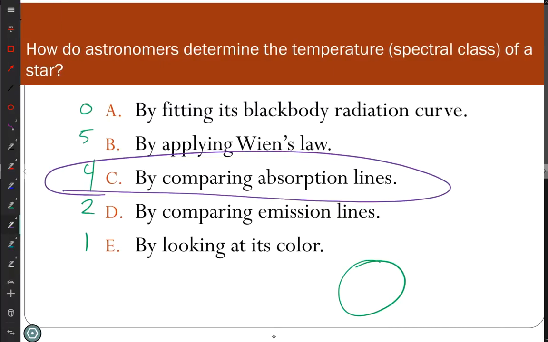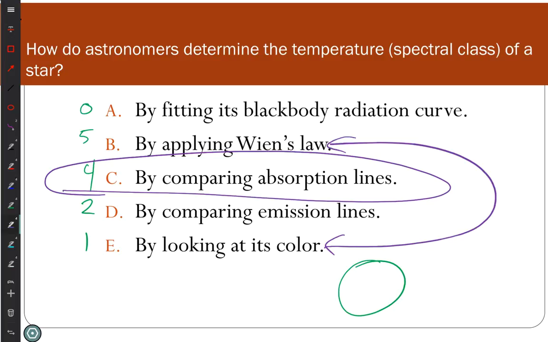Okay, by looking at its color, the color and Wien's law are essentially the same mechanism. It's just the color is qualitative. That looks bluish, that looks greenish. Whereas Wien's law is quantitative. They're actually measuring where the peak is. So they're fundamentally the same method. And by fitting to the black body curve, that's also the same thing. So those three answers were the same, basically.